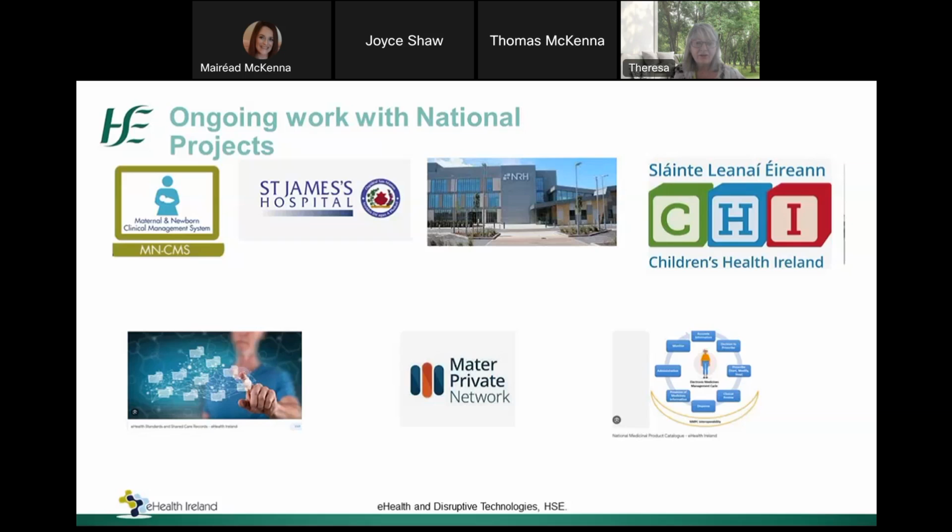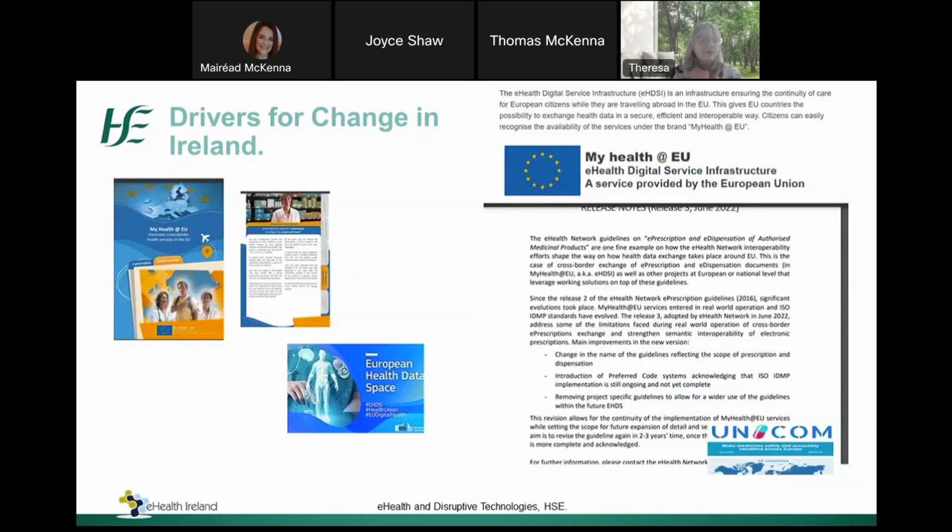And the Shared Care Record is the other big project that we're doing a lot of work with. So what are the drivers for change, and who's saying we need to do anything? And I'm keenly aware of the time, so I'll try and speed up here. I know there's a few questions.